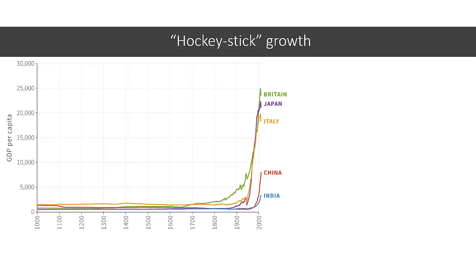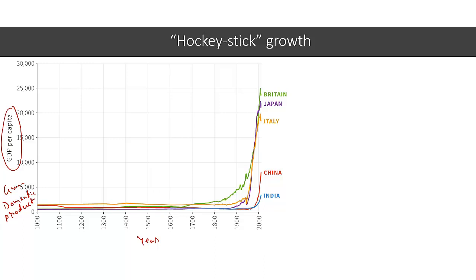What this graph is showing is the time period starting from 1000 AD till 2000. So this is years, and this is GDP per capita. That means how much an average person in a country makes. Or to put it differently, if you take the income of a country and divide it equally among all its people, that gives you GDP per capita, and GDP is gross domestic product. And there are 5 countries here: India, China, Italy, Japan, and Britain.